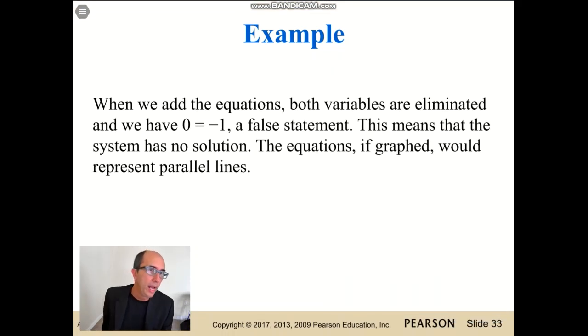When we add the equations, both variables are eliminated. We have 0 equals -1. This is a false statement. That means the system has no solution. The equations, if graphed, would represent parallel lines. We're going to have true parallel lines with no intersection.